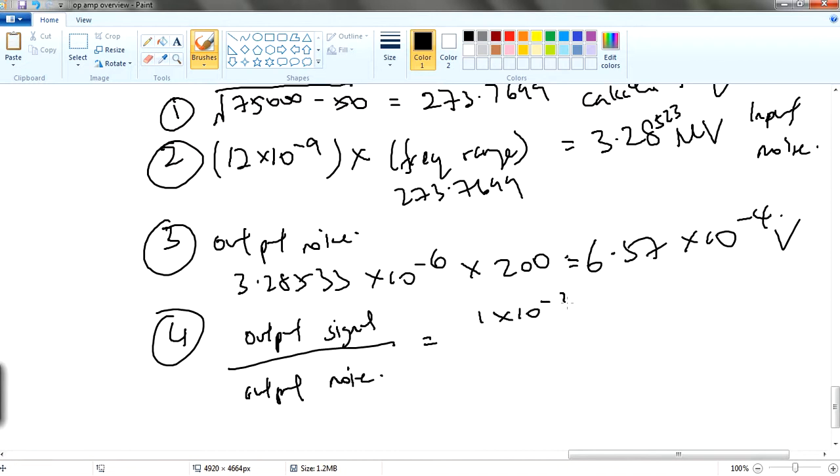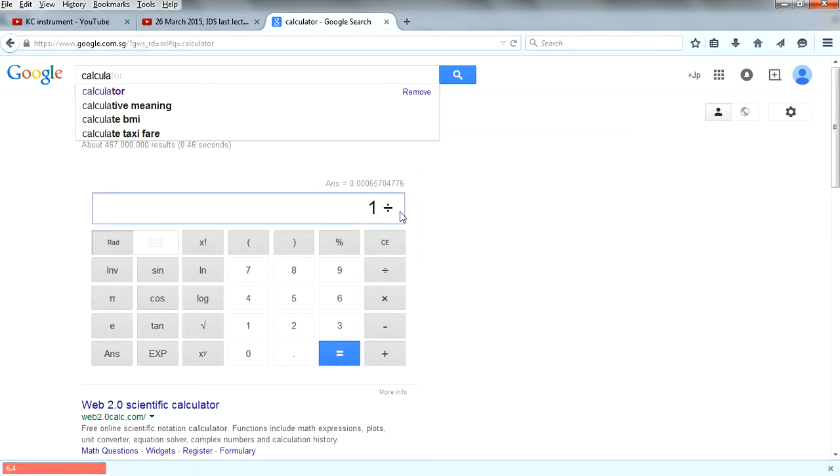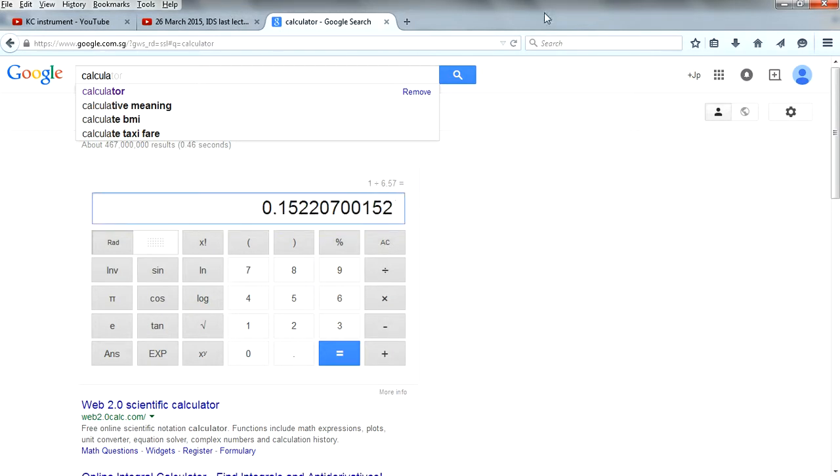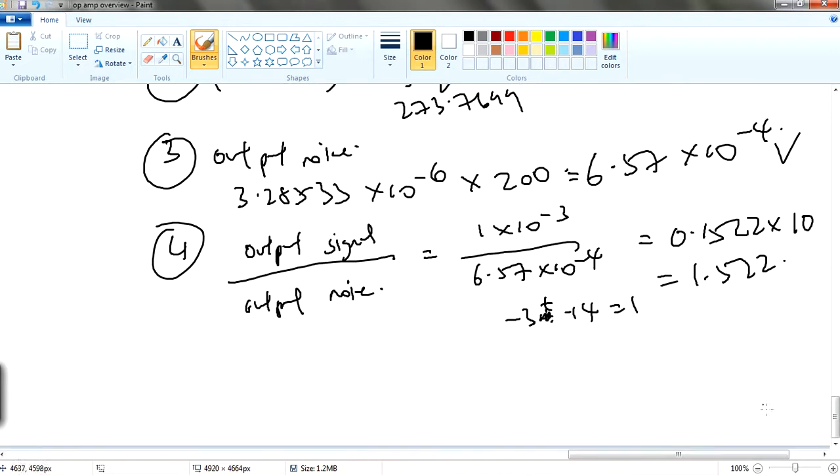So 1 times 10 to the power of negative 3 divided by 6.57 times 10 to the negative 4. Then you will get 1 divided by 6.57. So let's calculate. 1 divided by 6.57, you have 0.1522. So you have 0.1522 times 10 to the negative 3 divided by negative 4, that means you have 1.522 ratio. So this is the ratio already.